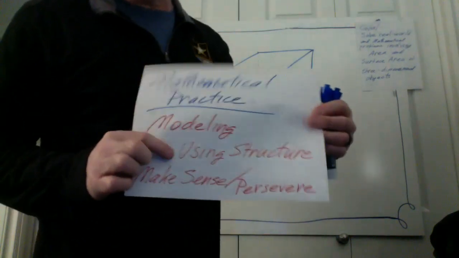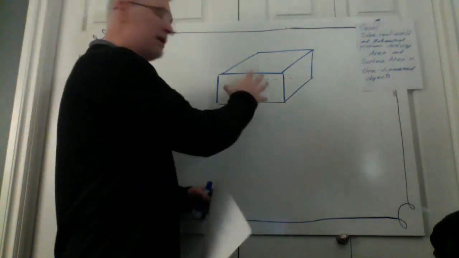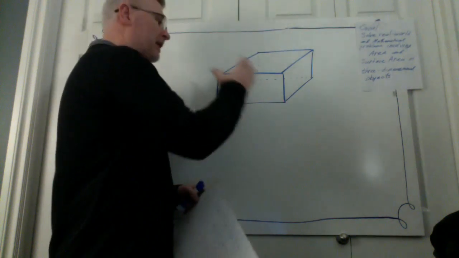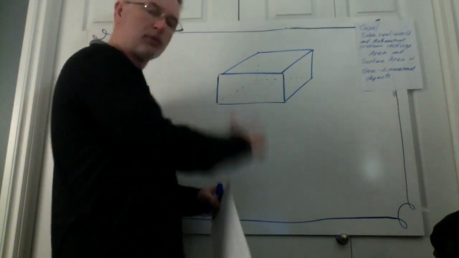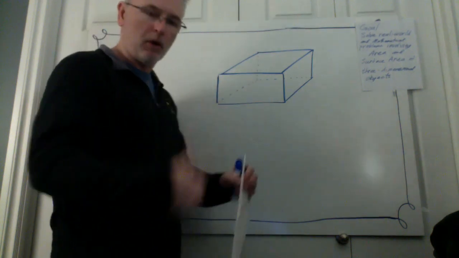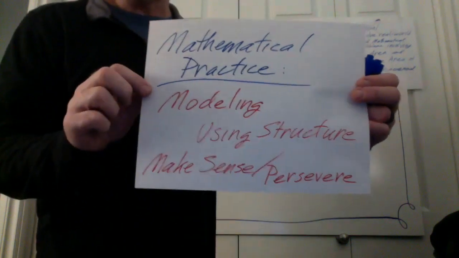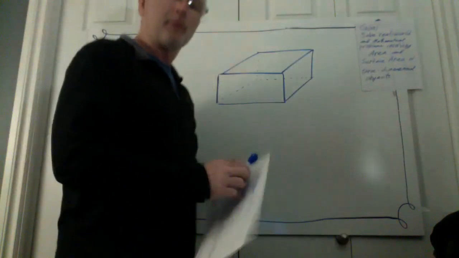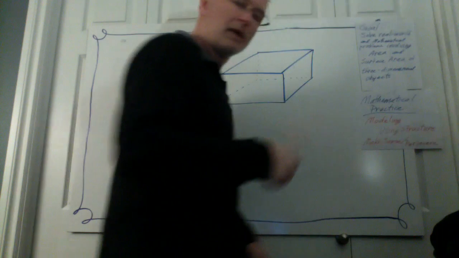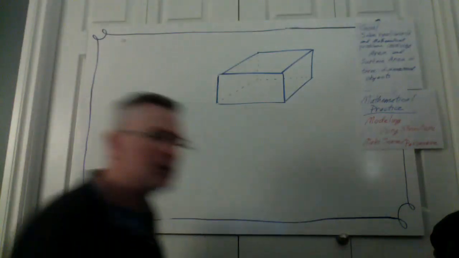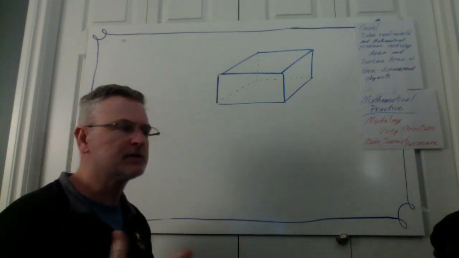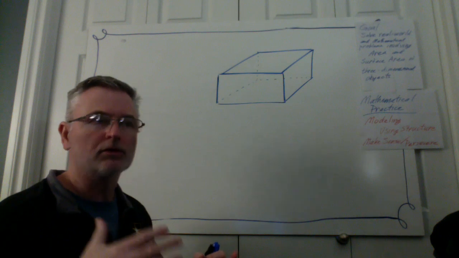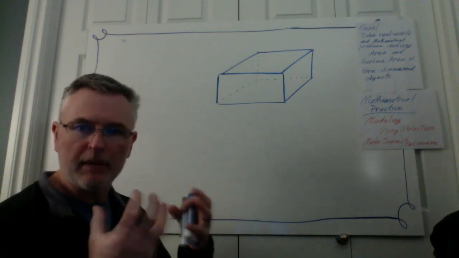I'm going to use structure. I'm going to take this and transform it into something else, and then have a thought process and a structure through my problem solving to help me get where I'm going, okay? And then the last thing is make sense of the problem and persevere. Persevere means we're going to figure this out. And if you go through the steps that we've gone through, you can figure this out. This isn't something that is above you or so difficult that you can't possibly make sense of it.